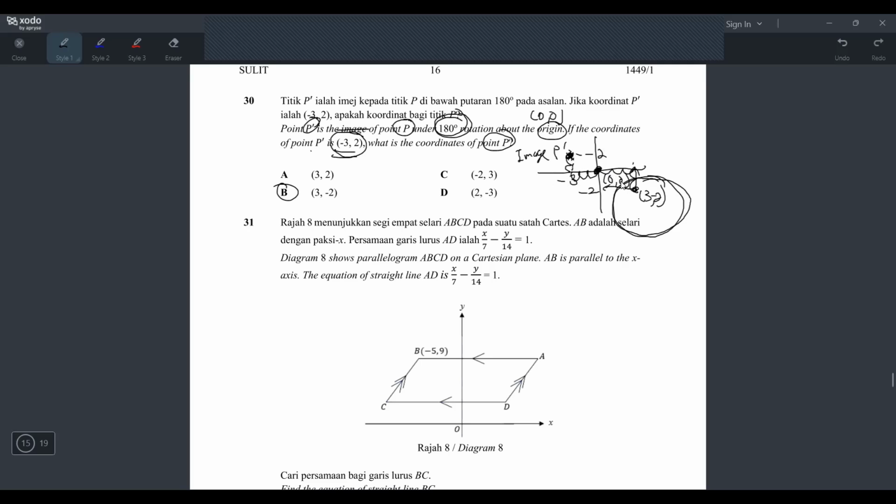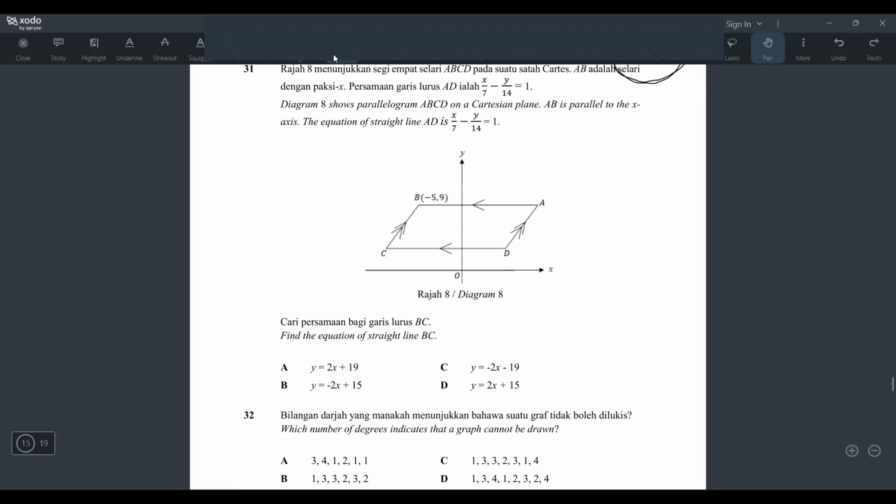Alright, but before you kira the kotak, please make sure you know where the image jatuh first. Because they give me center already, so you kena tahu mana dia jatuh, baru you kira the kotak. Okay, so that's how I would do it.